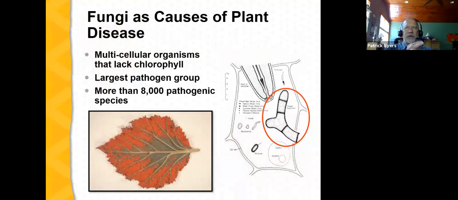All right, let's talk about fungi first. And we're starting with fungi because they are actually the largest group of plant pathogens. They're multicellular organisms. They lack chlorophyll. They have to derive their nutrition from other plant sources, either living or dead plant sources. And there's more than 8,000 pathogenic species of fungi worldwide. The picture here shows a pathogenic fungus called orange rust on a blackberry leaf. And again, looking at our diagram there on the right, we can see the relative size of part of the body of a fungus compared to a plant cell.